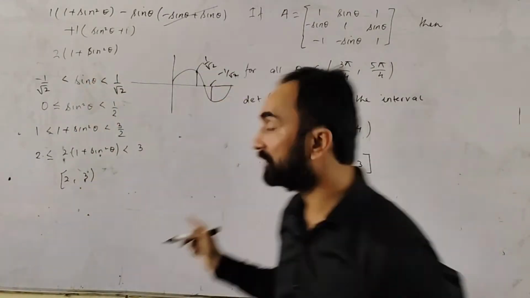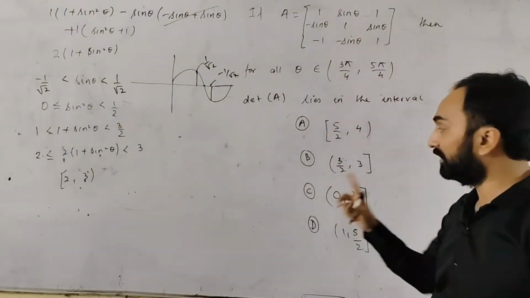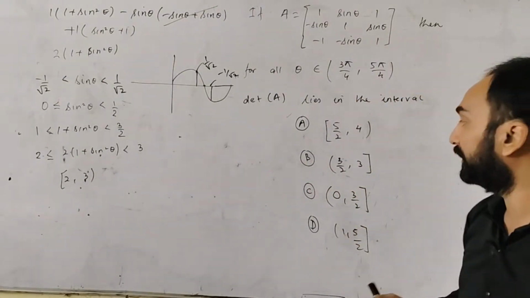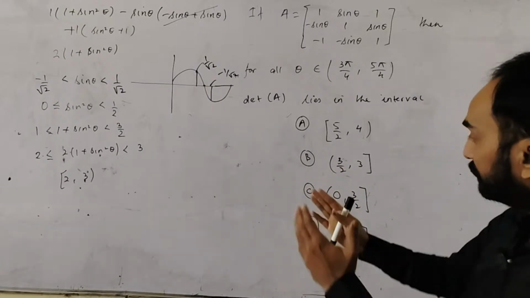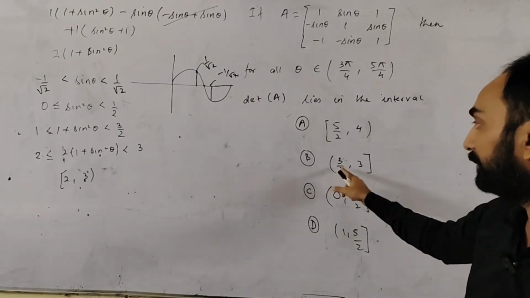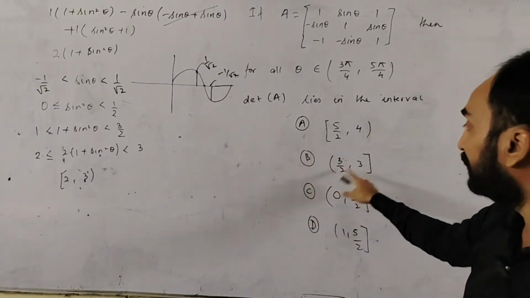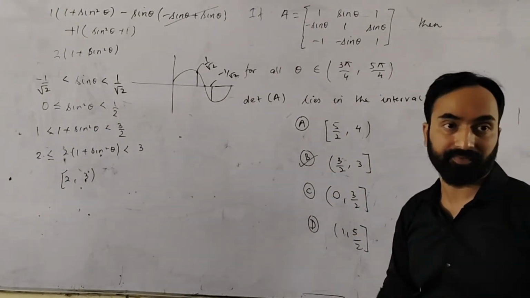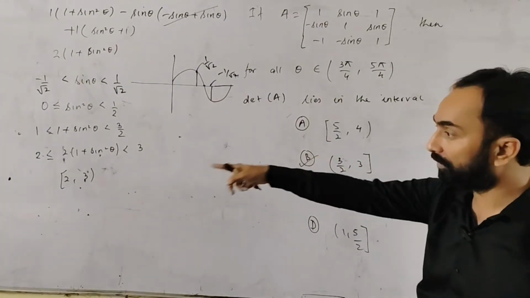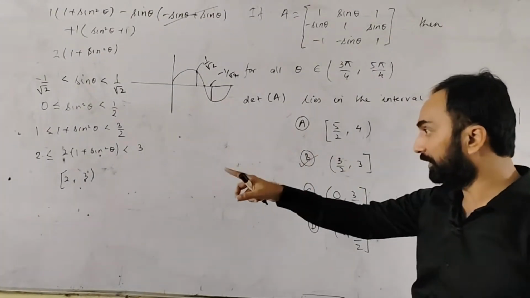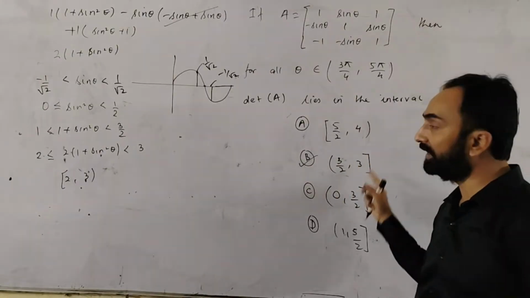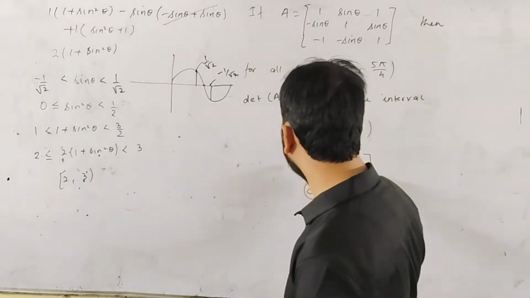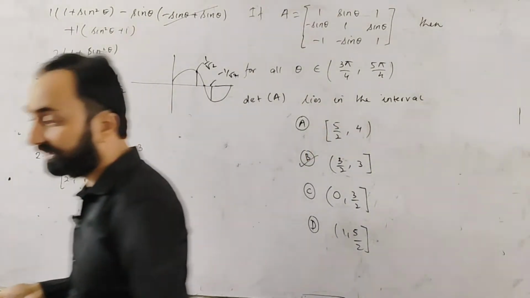But you will find there is no such option, closed at 2 and open at 3. But if you see option number B, it is a much wider range, because 3 by 2 means 1.5, and this will go till 3. So option number B is the correct option. Because it starts from 3 by 2, which is well below 2, and goes to 3, this is the wider range they have given. So the correct answer is B, (3 by 2, 3).